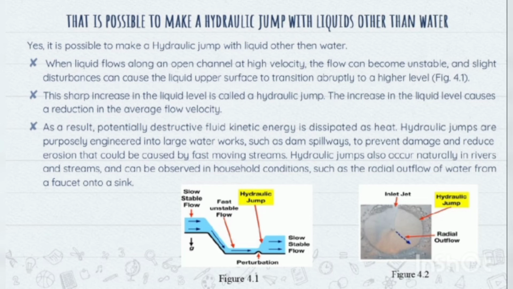Hydraulic jumps are purposely engineered into large waterworks such as dam spillways to prevent damage and reduce erosion that could be caused by fast-moving streams. Hydraulic jumps also occur naturally in rivers and streams and can be observed in household conditions such as the radial outflow of water from a faucet into a sink.